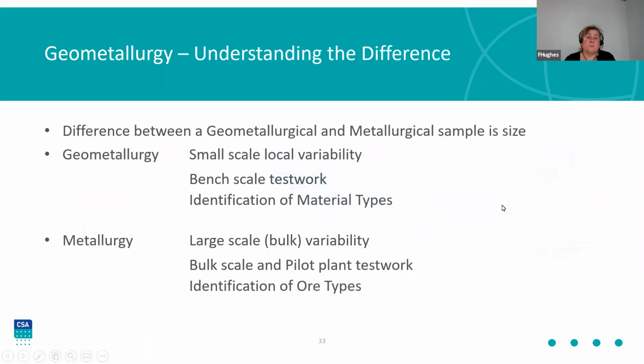And really the only difference between a geomet sample and a metallurgical sample is size. So we've got small scale variability in geomet sampling. This helps you identify material types. Metallurgy is large scale or bulk sampling, and it's more along the lines of pilot plant test work, and it basically will be done on your ore types.